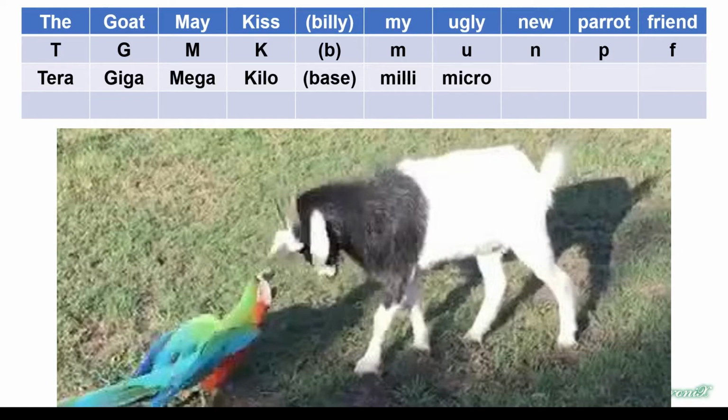Now, there is a test on this, at least for my students. There's a test on this where you fill out this entire table without any help. Your job is to remember everything on this table. Micro. How do you make sure you remember that micro and milli are in the right place? Because a lot of times students mix up milli and micro and they put milli under my or micro under my and milli under ugly.